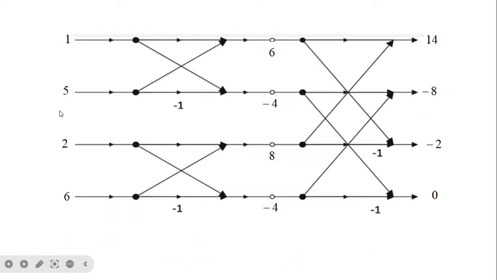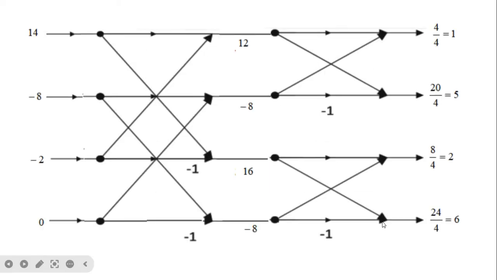See the 1, 5, 2, 6: 1 plus 5 is 6, 1 minus 5 is minus 4, 2 plus 6 is 8, 2 minus 6 is minus 4. Then here 6 plus 8, then minus 4 minus 4 is minus 8. So this upper part is addition and the lower part is also addition but with the negation. Then 6 minus 8 is minus 2 and minus 4 plus 4 is 0. So when we take the reverse operation, we require to do like this.